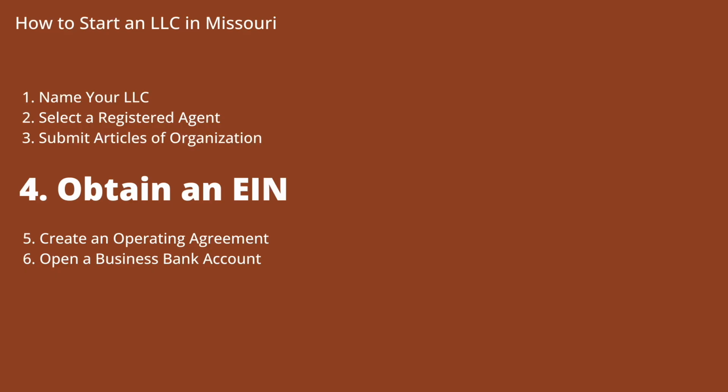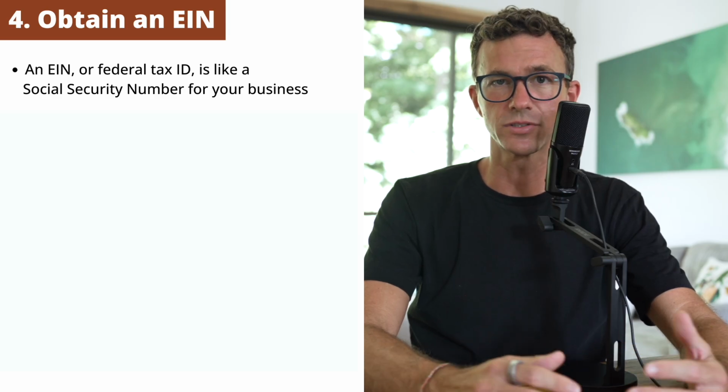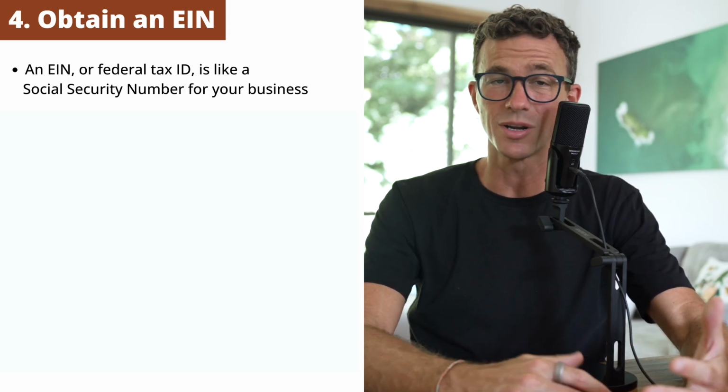Step 4, obtain an employer identification number, EIN. This may also be referred to as a federal tax ID. Think of it as a social security number for your business.